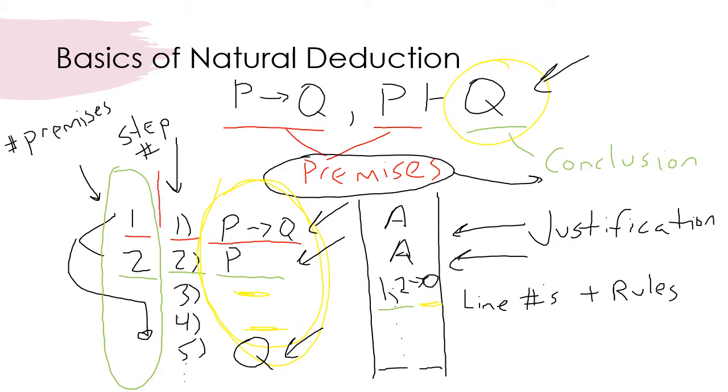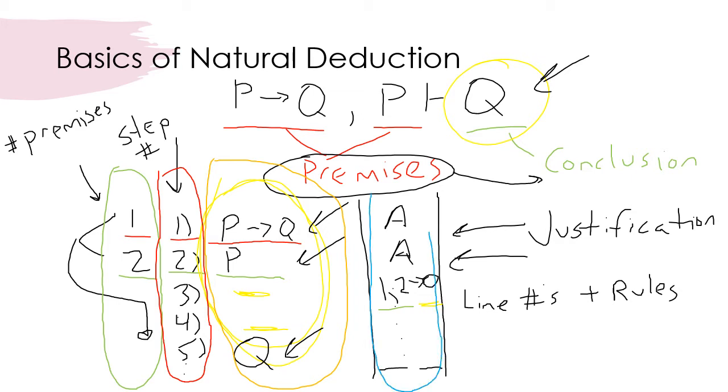You'll have your line numbers here, which are just going to be 1 through however many. It's just saying this is what line number you're on. This is going to be where you put the actual information that you get, what you derive from previous lines. They'll go here in the middle. And then at the very far right side, you have your justification area. So premises number, step number, your derivations, and then your justification. As we go through, it'll make more sense, but those are the 4 elements to a natural deduction problem.